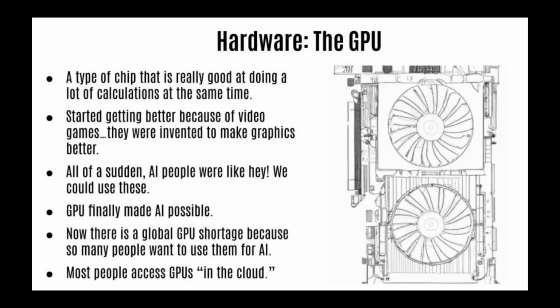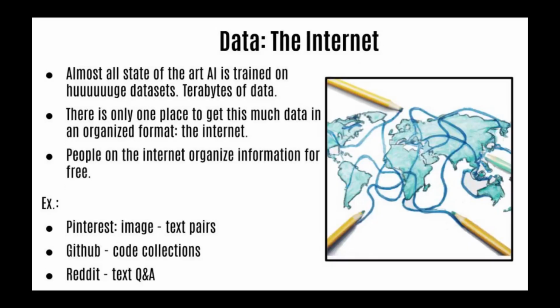Most people access GPUs in the cloud. What does that mean? It means that you create the inputs on your screen, but then all the computation happens somewhere else in a data center and then comes back to you. This is because GPUs are very expensive. And so usually you don't want to own a bunch of your own GPUs. You want to borrow someone else's GPUs. And so you rent them by the second or the millisecond from someone like AWS or Google Cloud or someone similar.